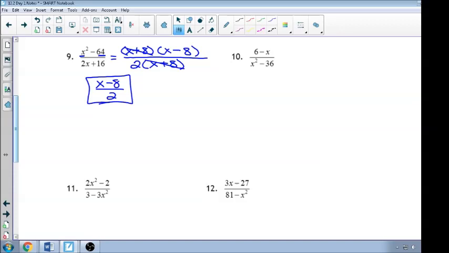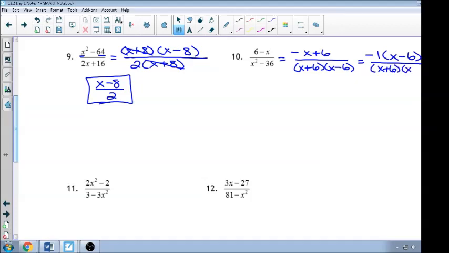On to 10, I have an issue with the 6 minus x. So what I want to do is go ahead and rearrange that. My denominator is the difference of two squares, so I'm going to end up with x plus 6, x minus 6. For my numerator, I want to make sure my x is positive, so I'm going to take out a GCF of negative 1, turning my x positive and my 6 negative.